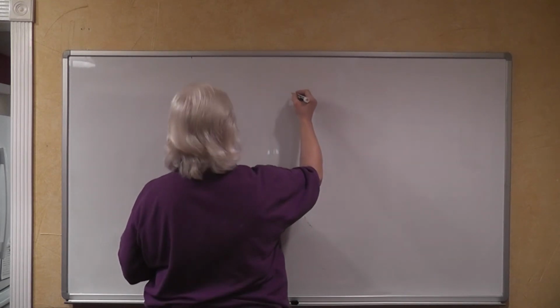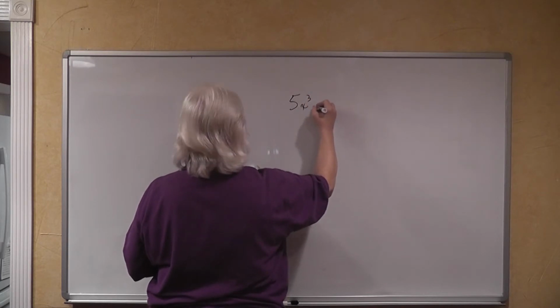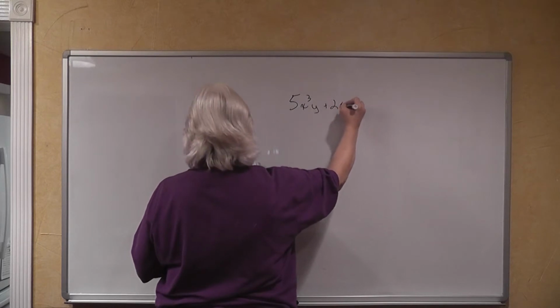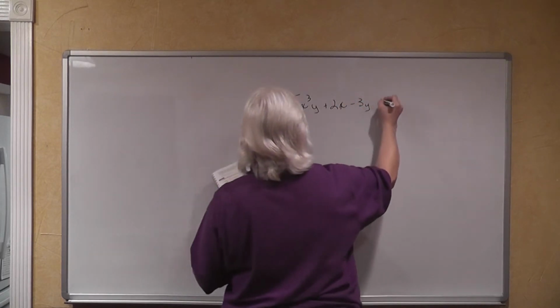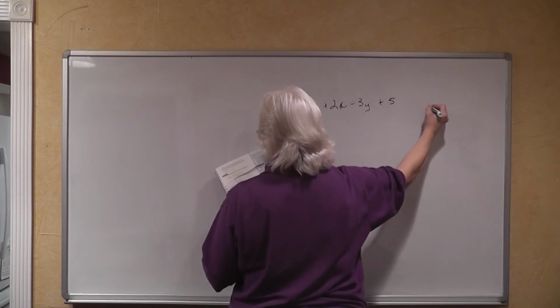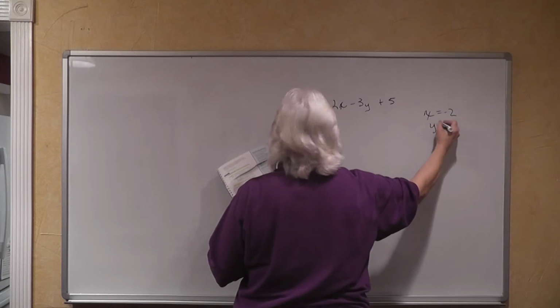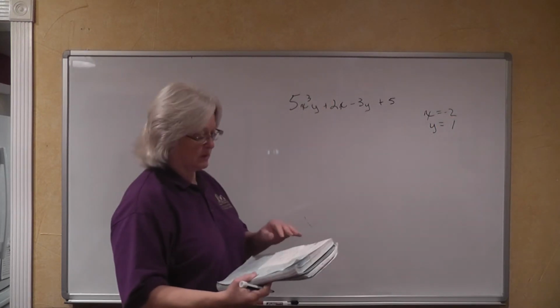So let's say that we want to evaluate 5x cubed y plus 2x minus 3y plus 5, and x is going to be negative 2, y is going to be a positive 1. Now let me look and make sure I copied it correctly.